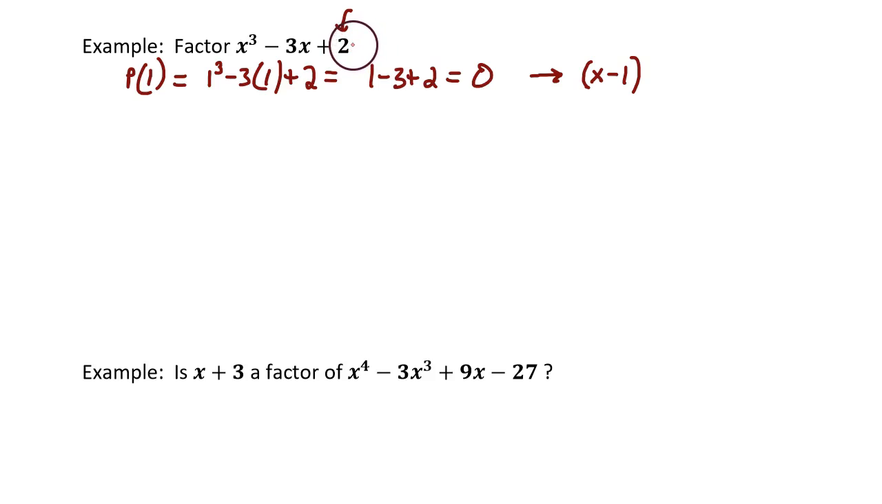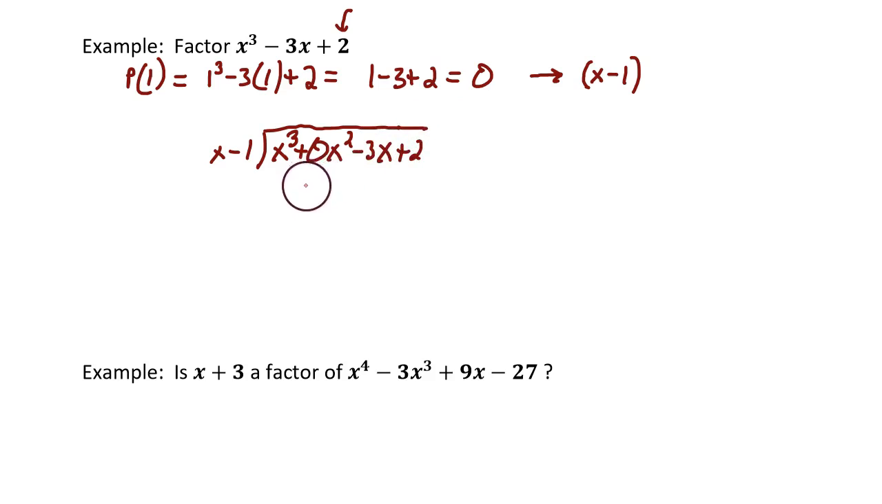Because we have figured out one of the factors successfully, we can now use long division to find the other factors. X minus 1 divides into x cubed plus 0x squared minus 3x plus 2. Now perform long division to see what corresponding factor we get written on top. X times x squared makes the x cubed. X squared times negative 1 is negative x squared. Now subtract. 0x squared subtract negative x squared is 1x squared.